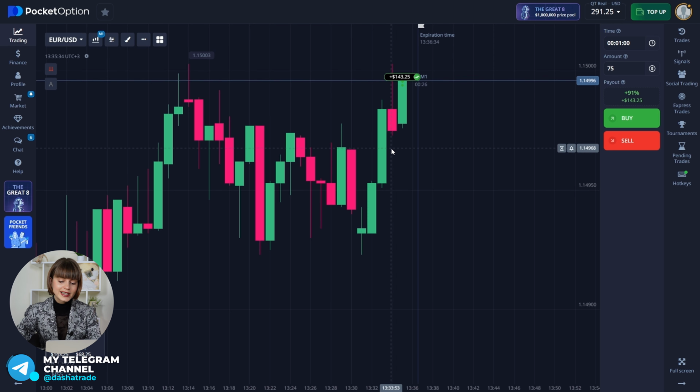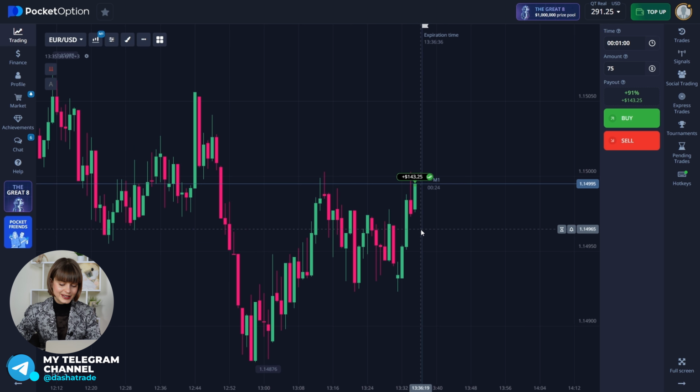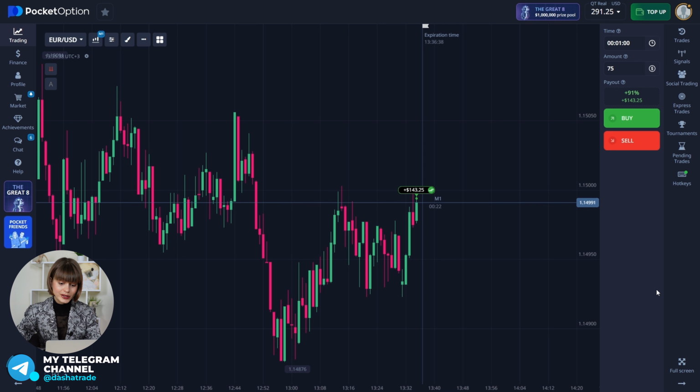So, a confident downward movement occurred and the trade closed in a profit. My balance is $291 now, and I think it's a perfect result. Let's summarize. Thanks to this strategy, I almost tripled my balance. Okay, and absolutely each of you could get the same result if you were trading together with me right now in my Telegram channel.